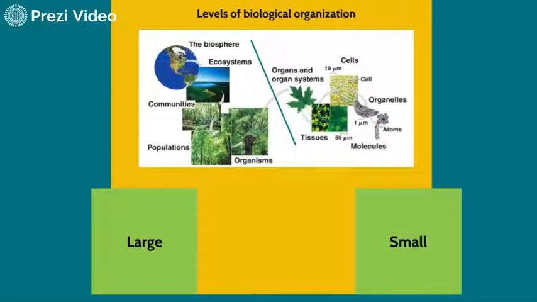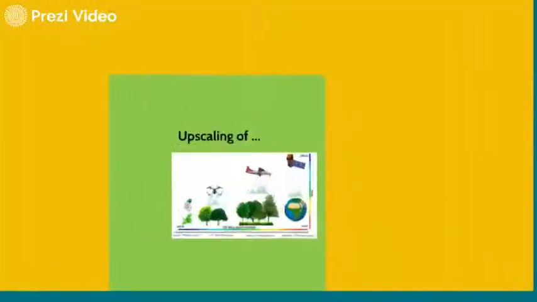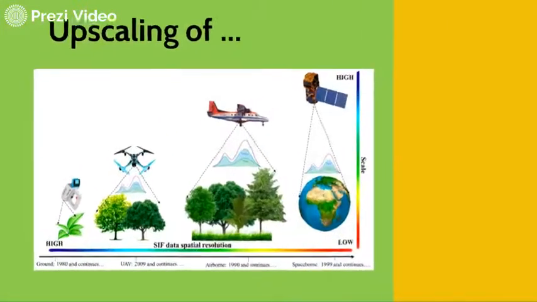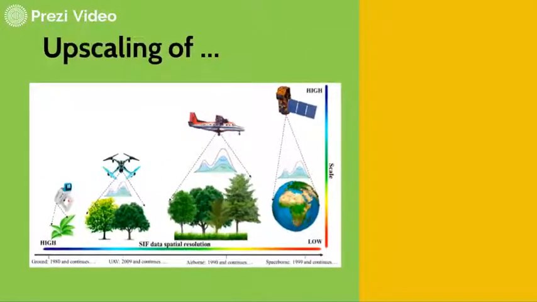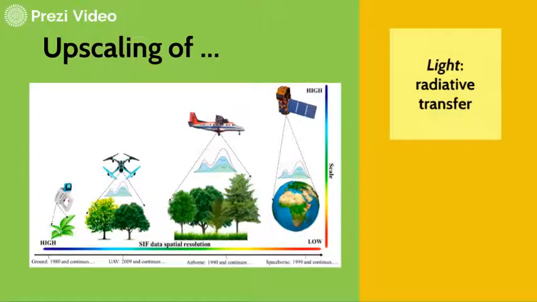Where is the synergy? How to connect large Earth observations to a tiny leaf observations? Well, here it is in remote sensing. We go from leaf all the way to the biosphere. And what can be upscaled? Light in the first place, and it's called radiative transfer.